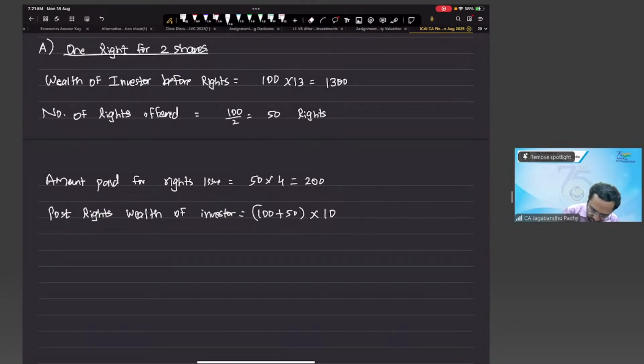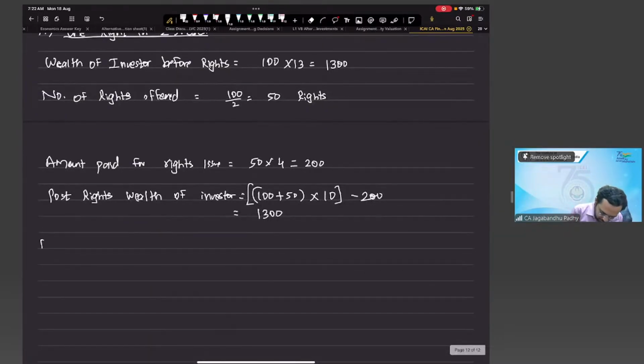But this is not entirely what your wealth is, because you have actually paid some amount. You have paid this 200. So this 1500 is not your wealth, because after paying 200, your wealth has actually remained the same. Since you've paid out 200, your net wealth still remains 1300.